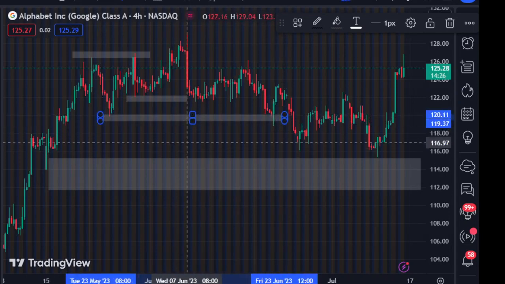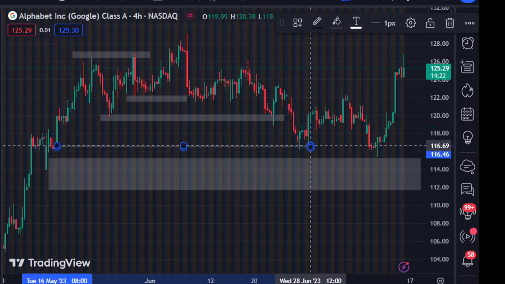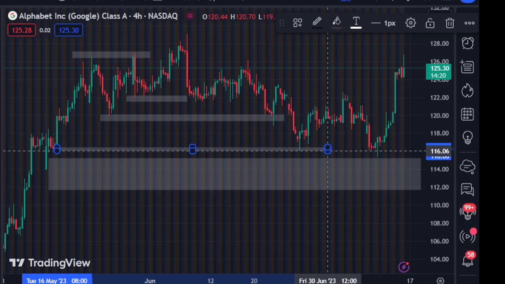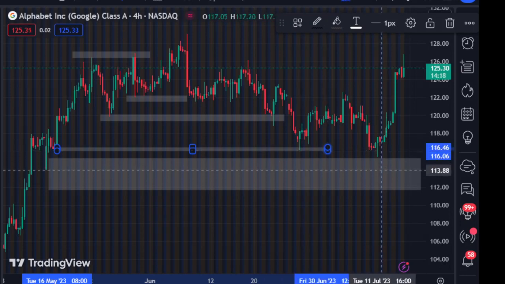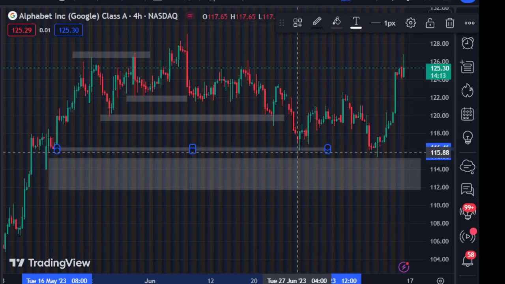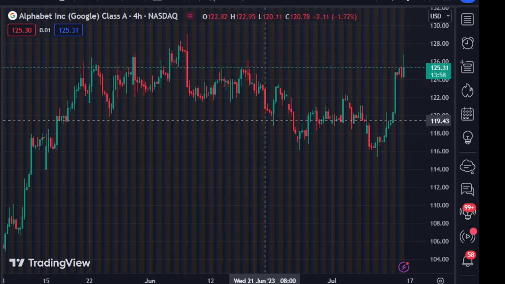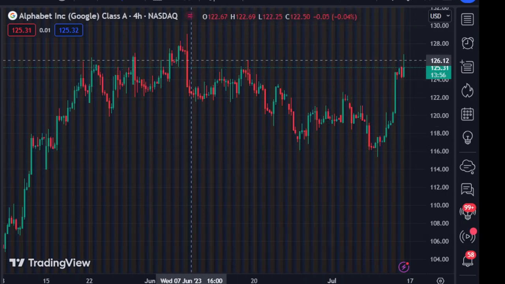Okay, and then this sell side liquidity right here. And then this one, when it came down all the way on the right side, it took this sell side liquidity from here, and then it started rallying. Let me remove all this now. So that's on a 4 hour time frame.